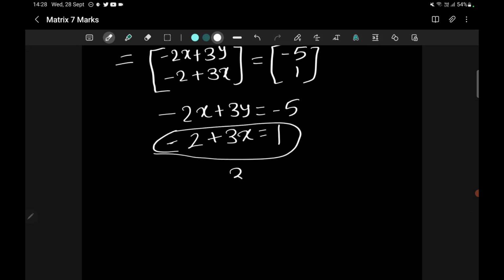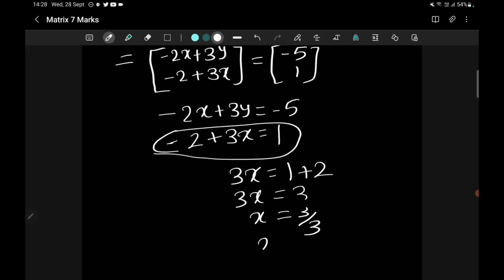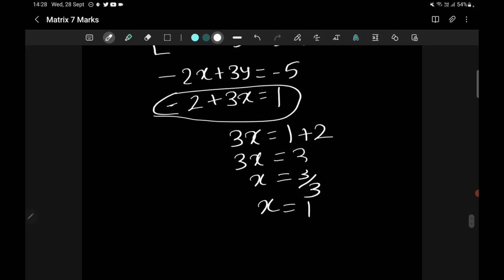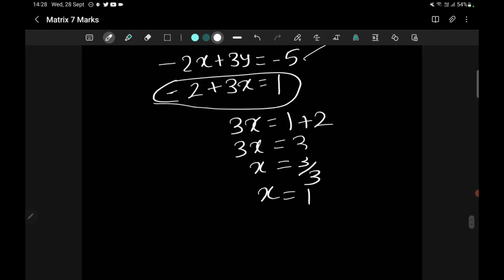Therefore, I'll keep 3x on this side and we'll take this -2 this side. -2 goes this side, so it will become +2. 3x is equal to 3. x is equal to, we'll take this 3 this side, so it will get divided, 3 by 3. Therefore, x is equal to 1. Now we got the value for x. We'll substitute this x in this equation.